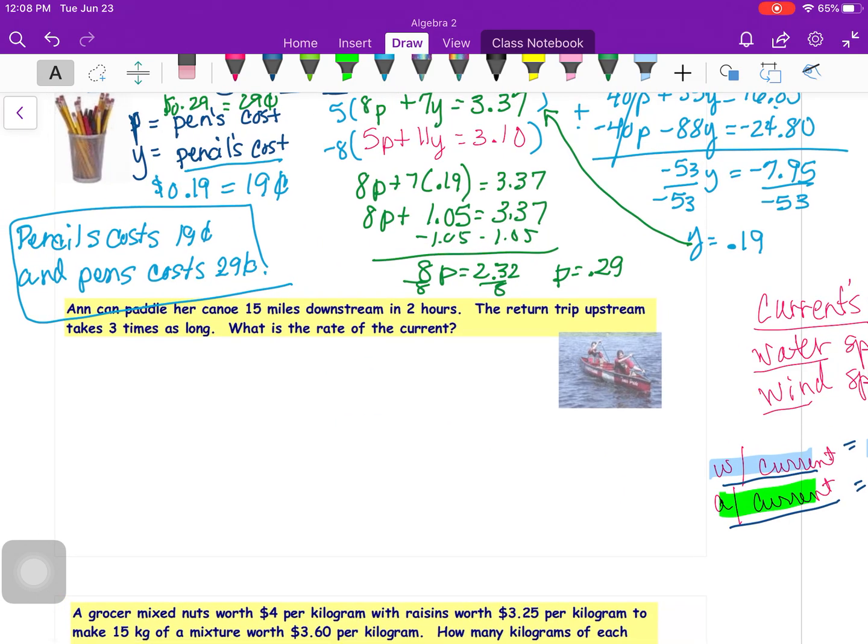So we're going to come back here now, and I was asked for the rate of the current, so I'm going to underline that. So that means R equals the rate of the vehicle, which is the canoe, and W equals the water's rate.